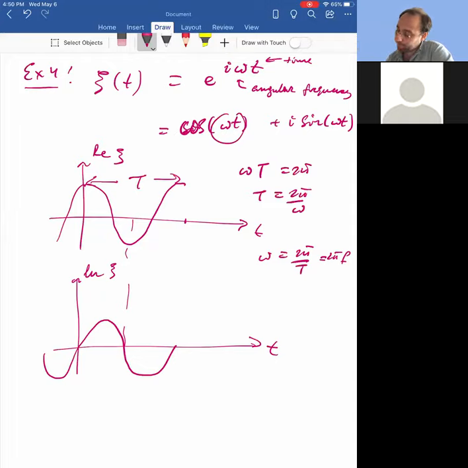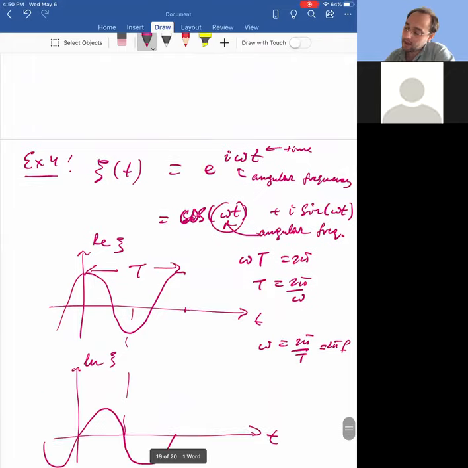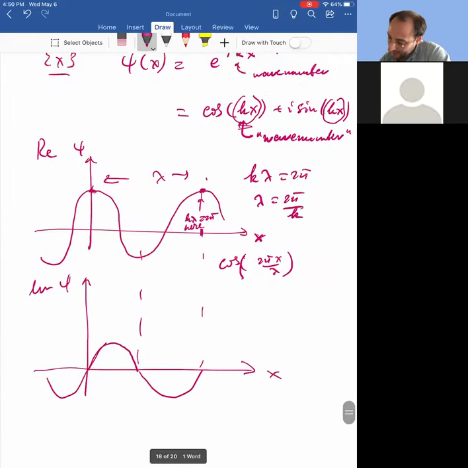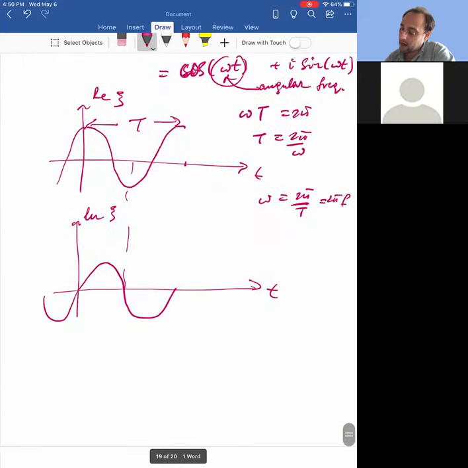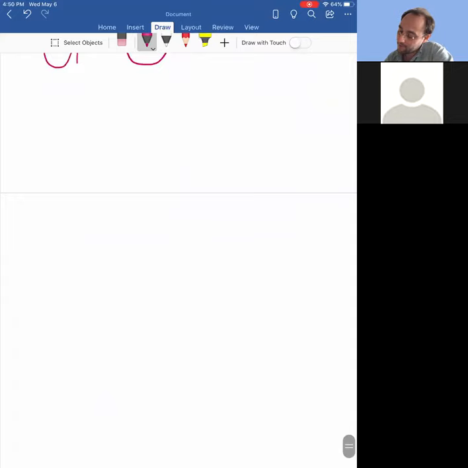Okay? So this is called angular frequency. Now, your textbook does wonders at visualizing functions of complex variables. There are several ways to do that.